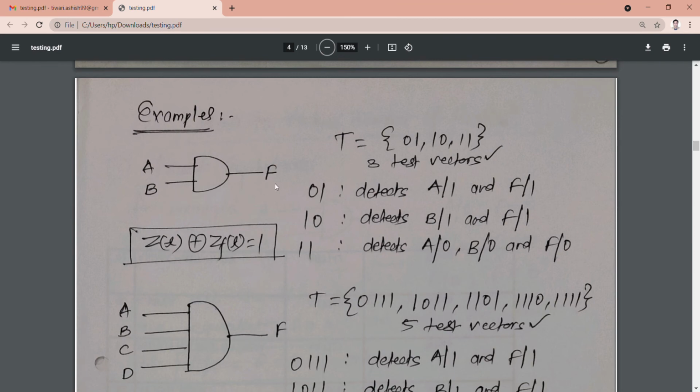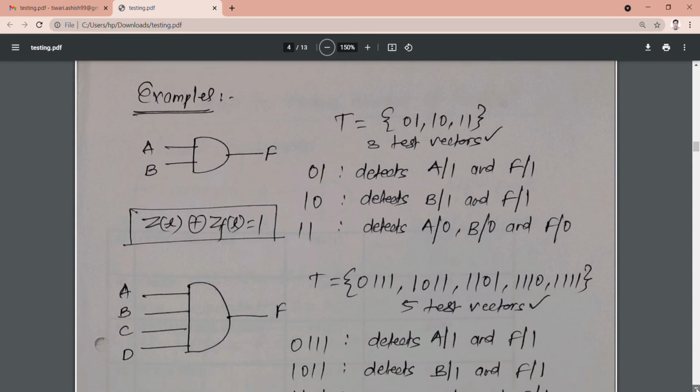So if either of the inputs, either A or B, becomes 0, you will get the output as 0. So you can test the stuck at 0 fault. Similarly, if F is stuck at 0, then also you can detect the output stuck at 0. So this is how these three vectors are sufficient to detect all the faults of this particular AND gate. This is how we decide the test vectors.